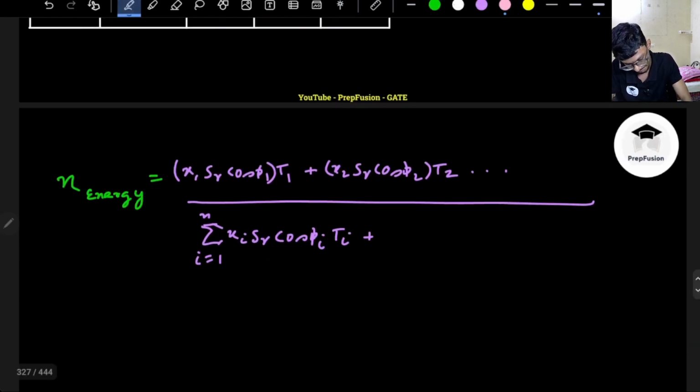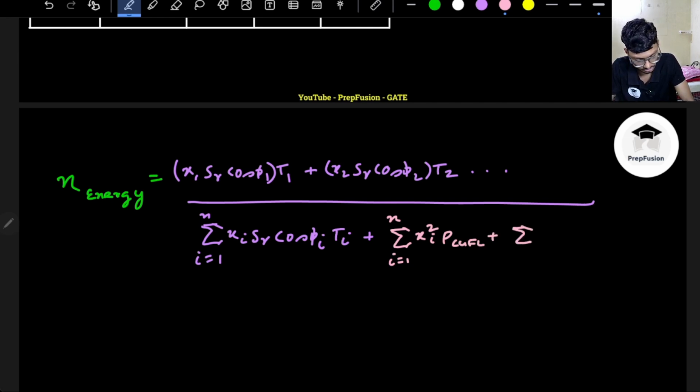So this will be the sum from i equals 1 to n of xi into xi whole square into PCFL, okay, i to n, and of course the core loss, right? Core loss will simply be added, there is no problem with it. So P core is constant, that it will go from i equals 1 to n, whatever number of intervals I have divided my day into, that I will compute.